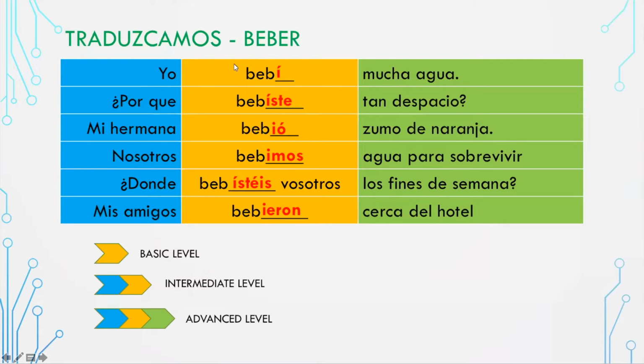Well, the first one is I drank a lot of water. The second one is why did you drink so slow? The third one is my sister drank orange juice. The fourth one, nosotros, we drank water to survive. Next one, where did you drink at the weekend? The next one, my friends drank near the hotel. How many did you get correct?